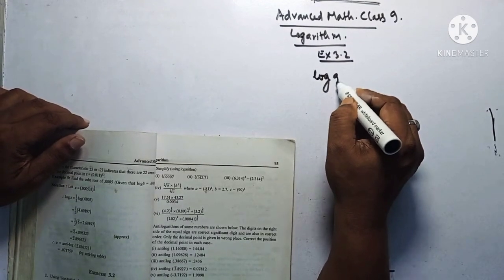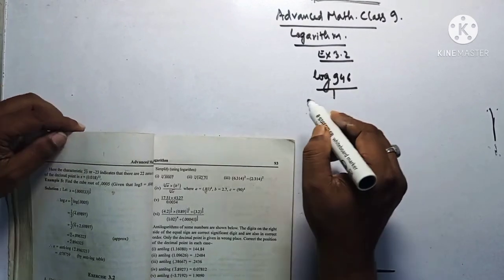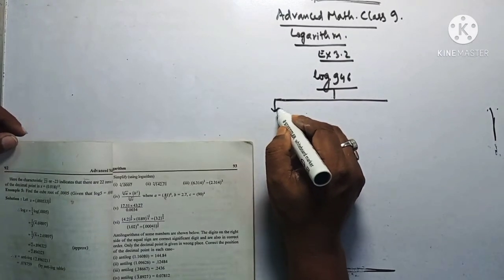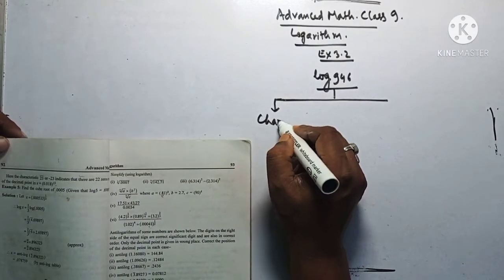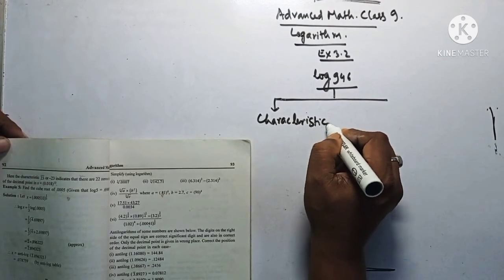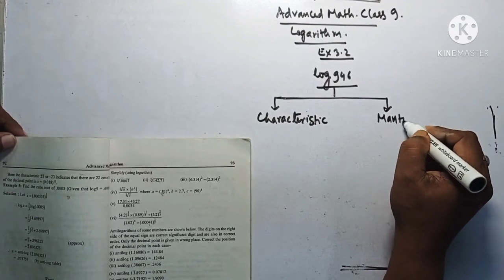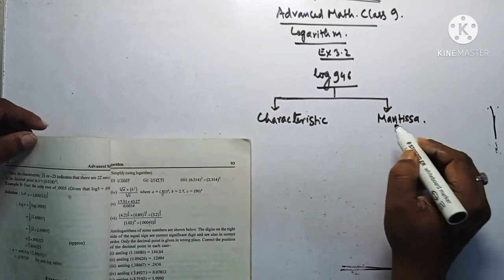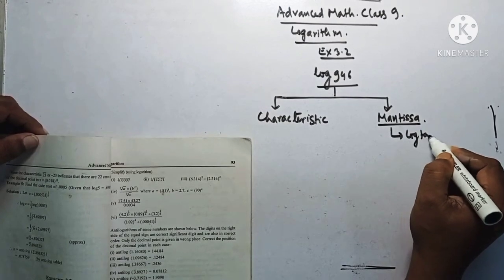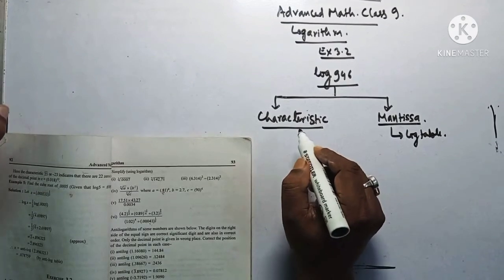of any number, say 946, it has two parts. One is the characteristic and the other is the mantissa. The mantissa I get from the log table, and the characteristic is determined by us.